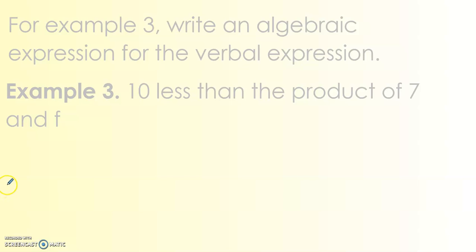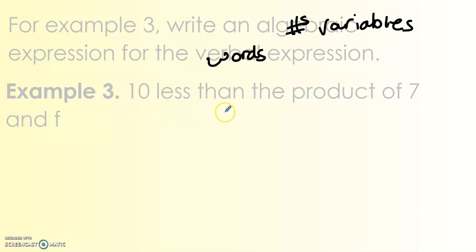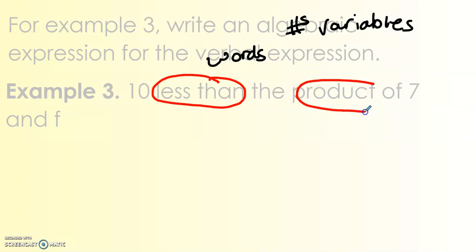We're going to switch things up. This time, we're going to start with the words, and we need to write out what it looks like with numbers and variables. So we always start with a cold read. 10 less than the product of 7 and f. What I'm going to do next is I'm going to go through and circle any terms that seem mathematically relevant. Well, less than seems important. The product of seems important. That's pretty much what I've got.